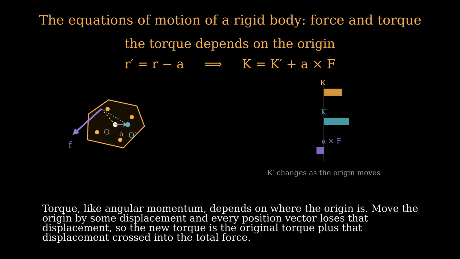Torque, like angular momentum, depends on where the origin is. Move the origin by some displacement, and every position vector loses that displacement. So the new torque is the original torque plus that displacement crossed into the total force.